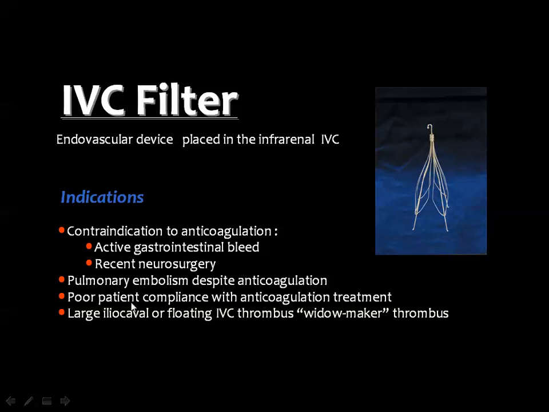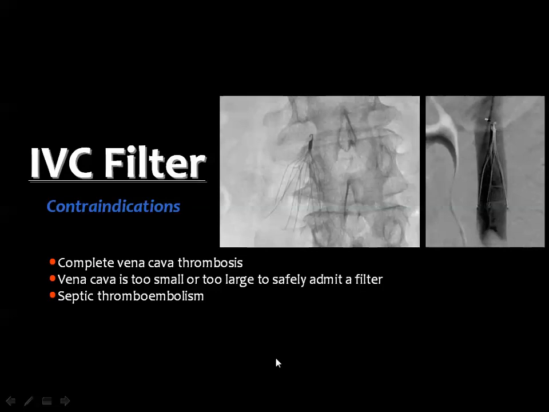And pulmonary embolism, despite the use of anticoagulants, patients with deep vein thrombosis develop pulmonary embolism in spite of being on anticoagulant therapy. Poor patient compliance with anticoagulant treatment and large ileocaval floating IVC thrombus, and this is a good indication for placement of the filter.